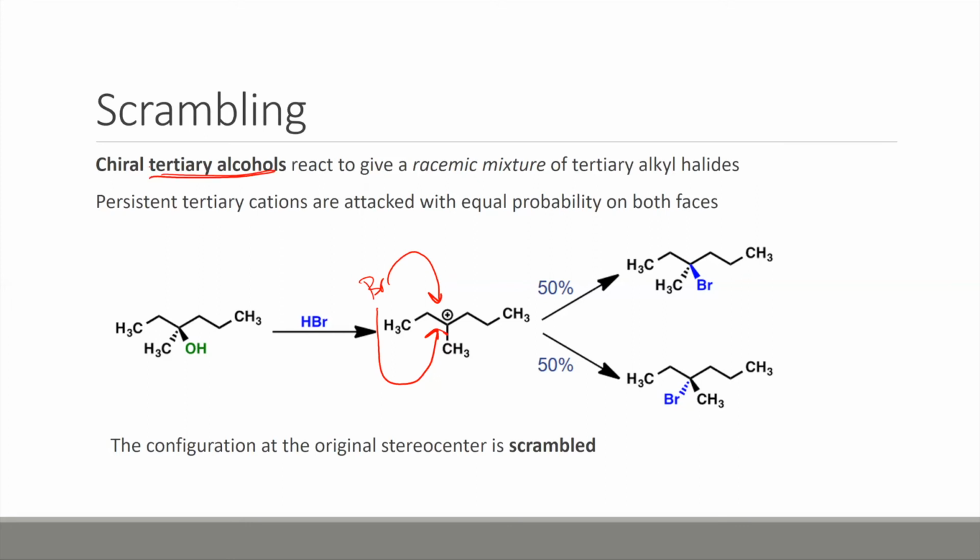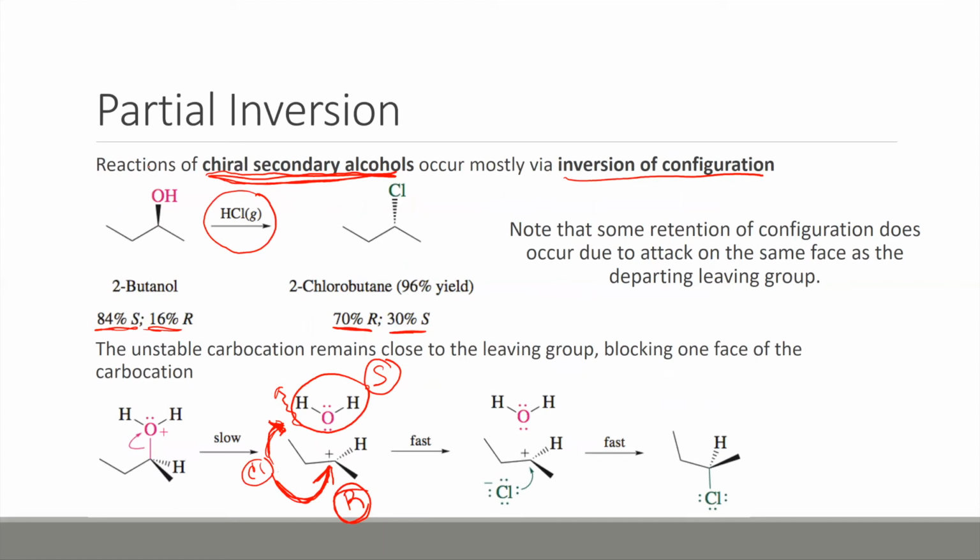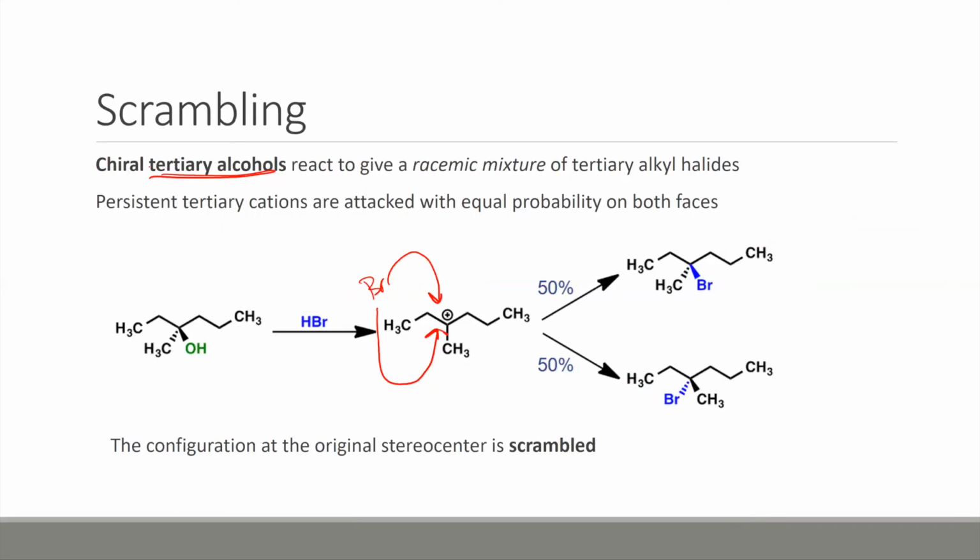So secondary alcohols, you have inversion. Generally, you have inversion. Tertiary alcohols, generally you have a complete mixture, 50-50.